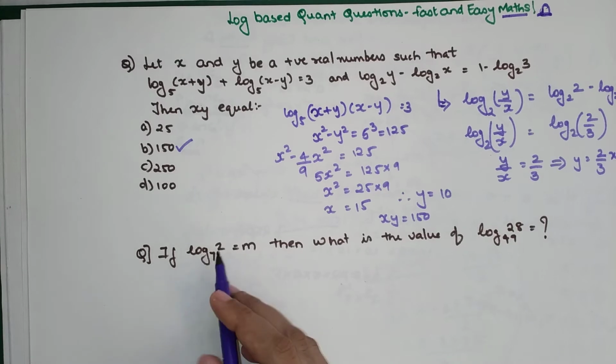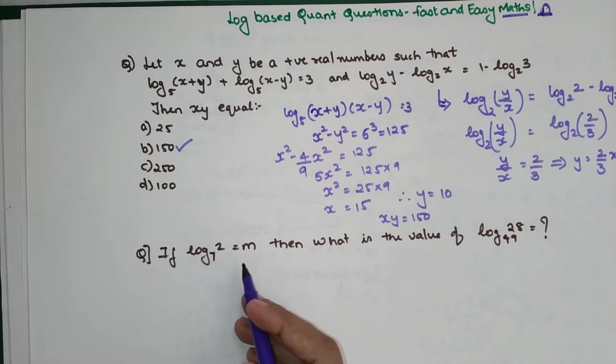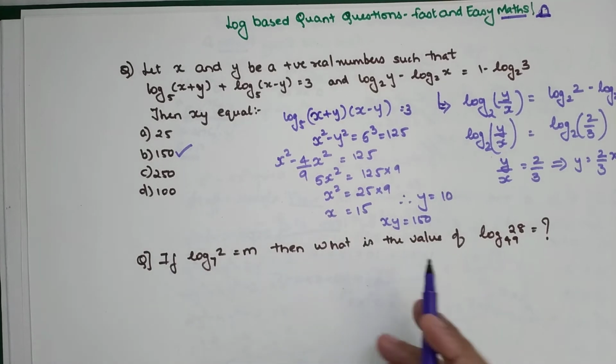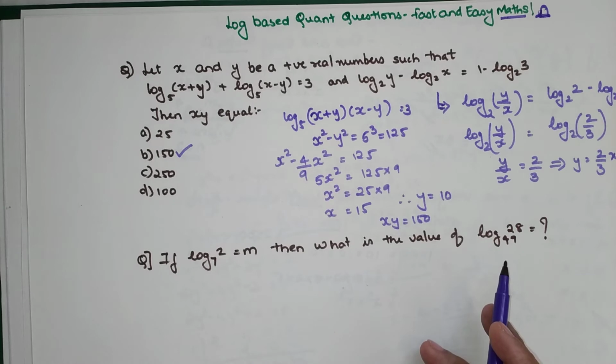Now here they have said that if log of 2 to the base 7 is equal to m, what is the value of log of 28 to the base 49?